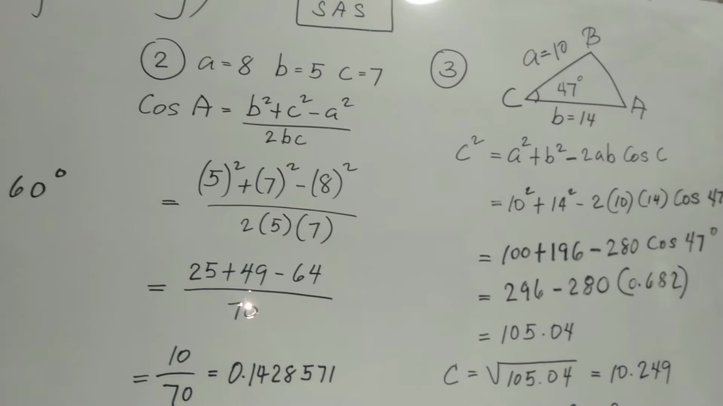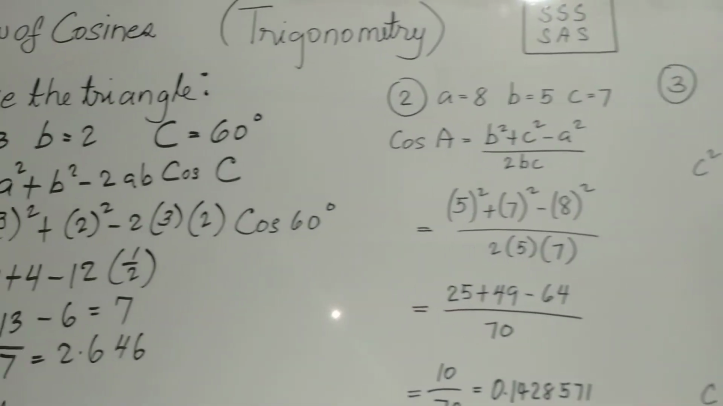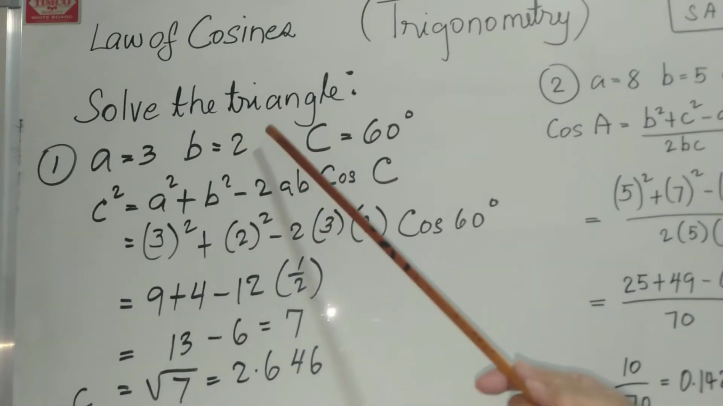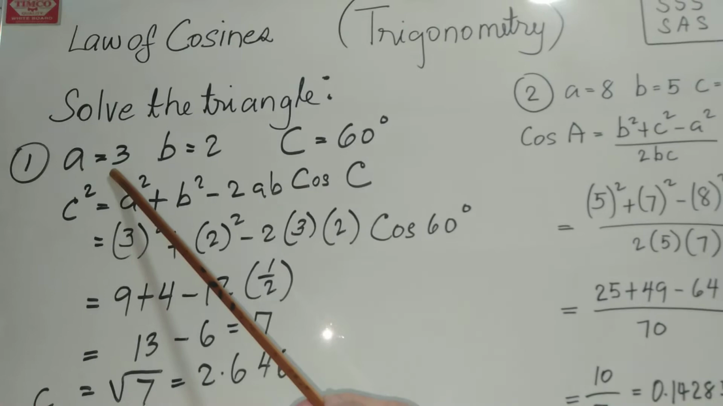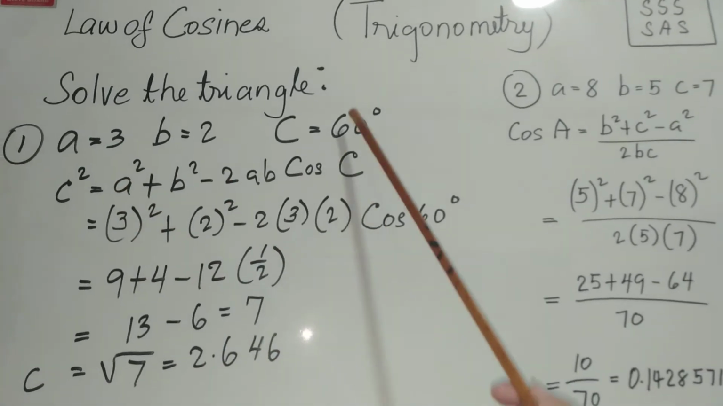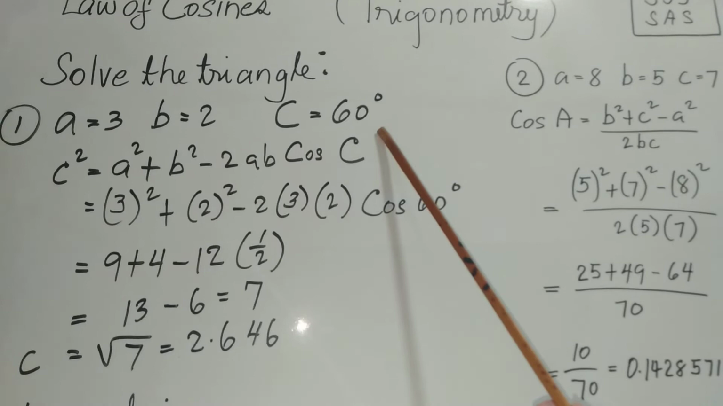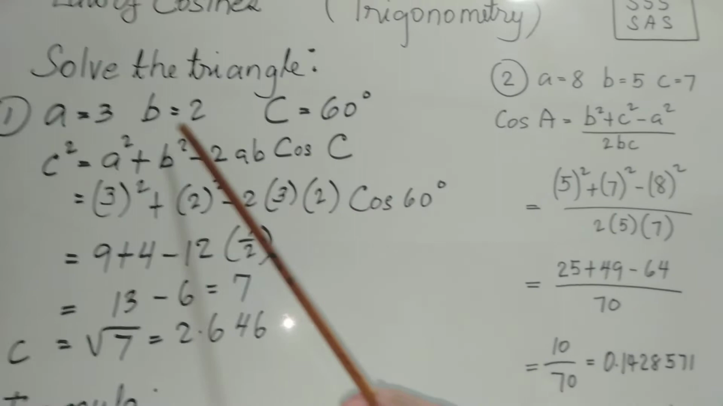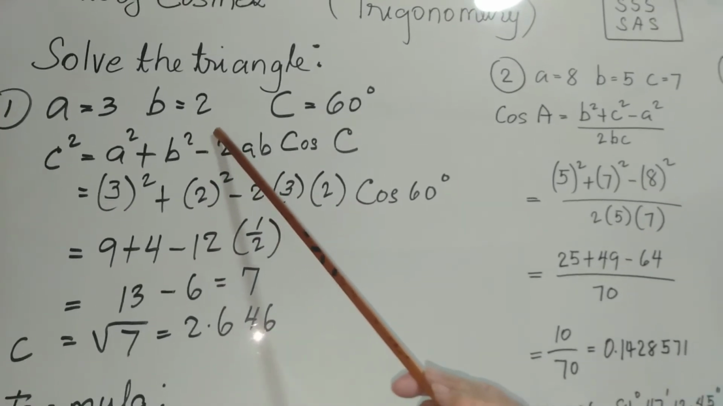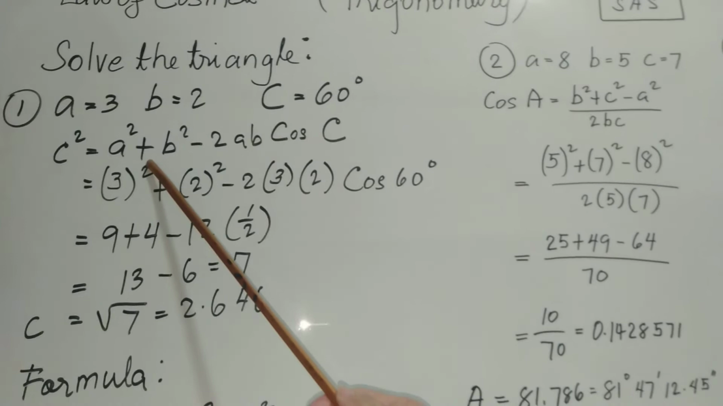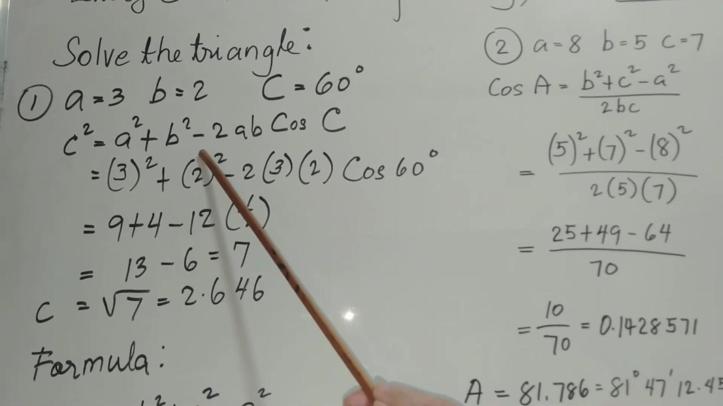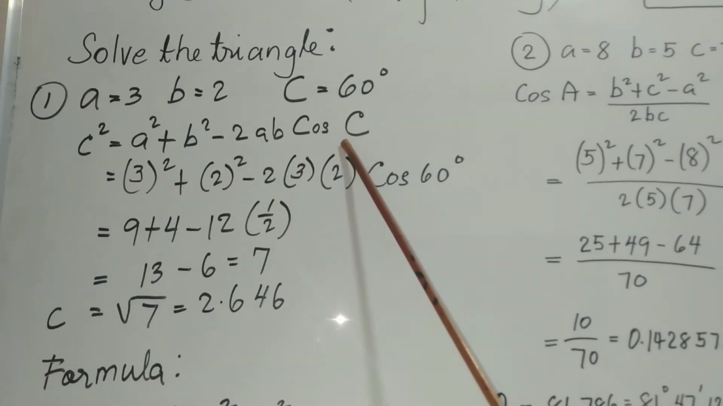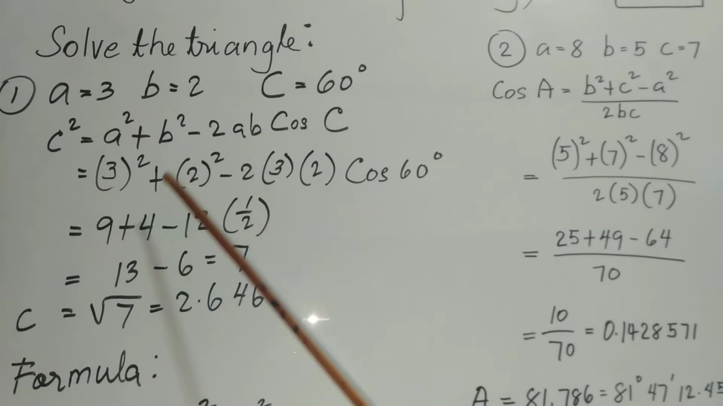So let's go to problem number 1. We are asked to solve the triangle. We're given two sides, A is equal to 3 and B is equal to 2, and angle C is equal to 60 degrees. So we're going to use this formula here for side C. First, solve side C: C squared is equal to A squared plus B squared minus 2AB cosine 60 degrees. So we substitute all the given here.